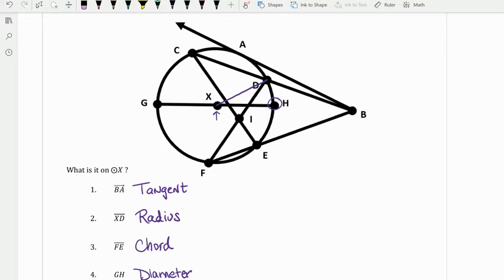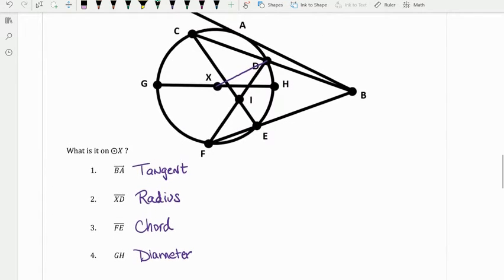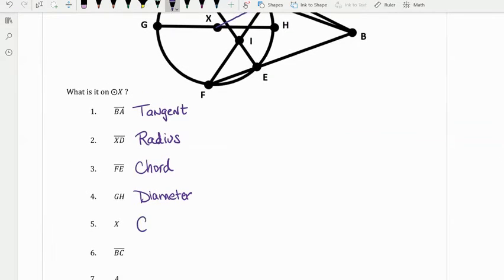And that can be with the bar above it or without the bar above it. It still means the diameter because the word diameter can refer to the actual segment in the circle, or it can actually refer to the length of the diameter of a circle. Next one is point X. X is right in the middle of our circle. That is the center of the circle.